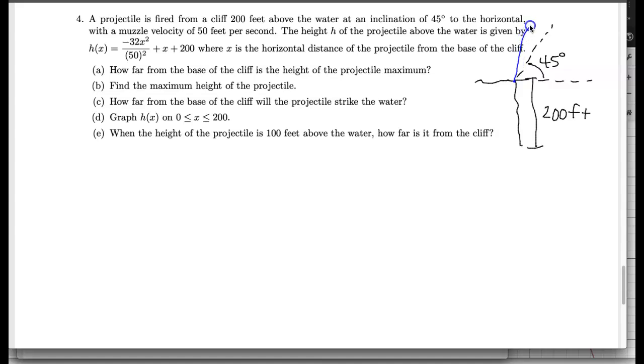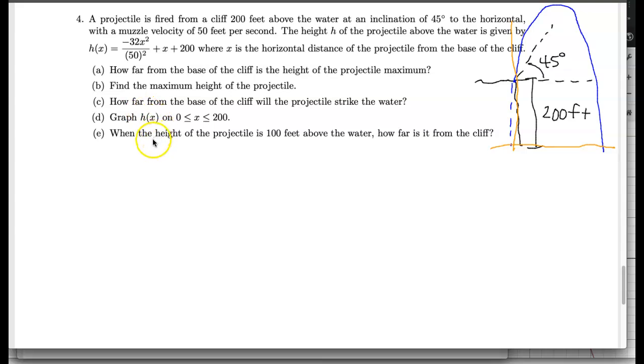So it's going to go up and then back down. It's going to finish off over here as well, but we're not interested in that part of the curve. The x and y axes would be right here. So the y-axis is going to be the edge of the cliff, and the x-axis will be when the projectile hits the water.